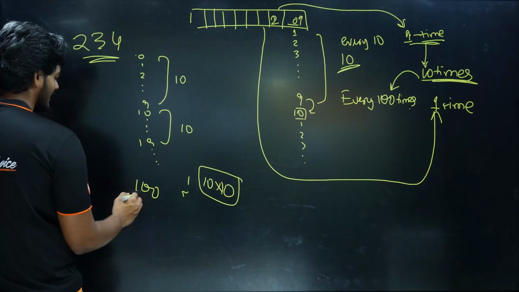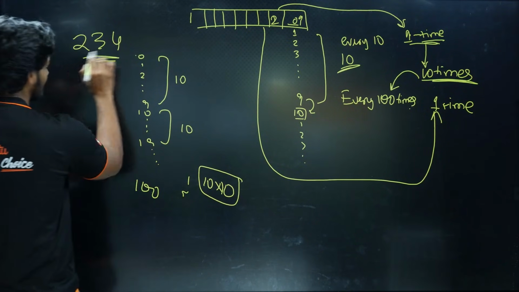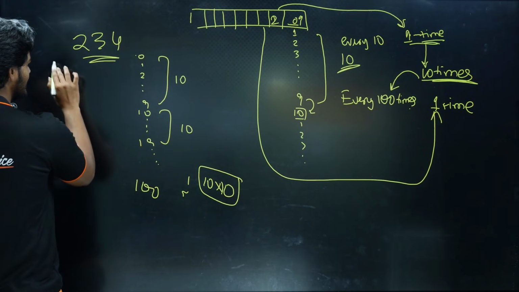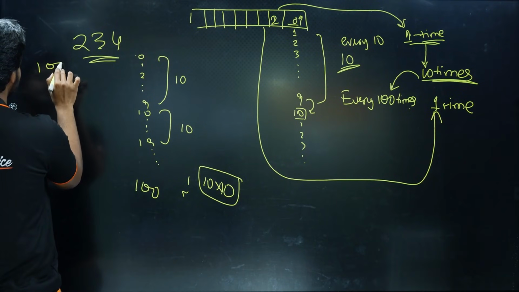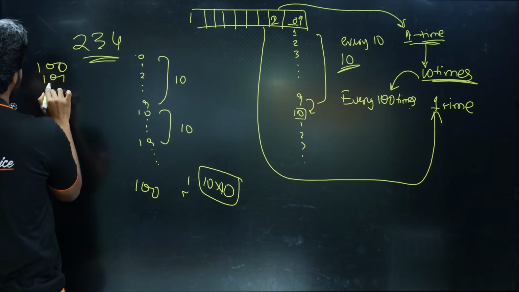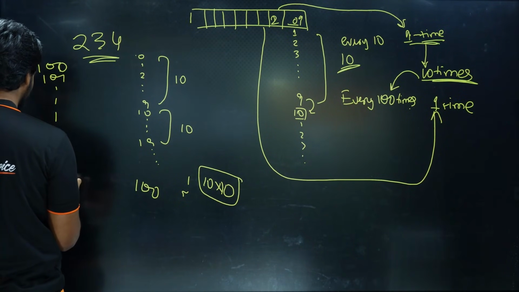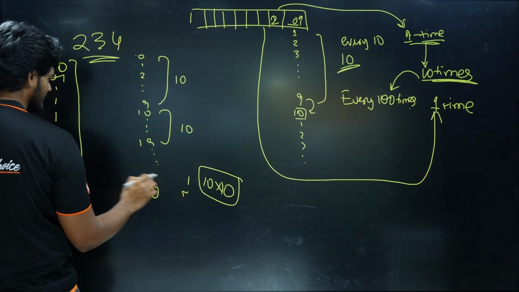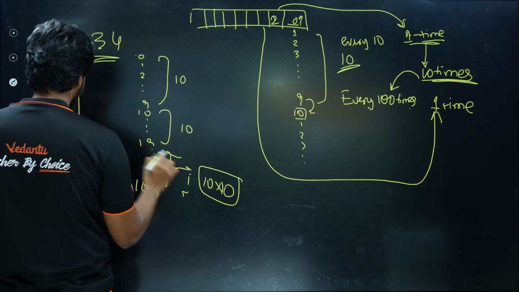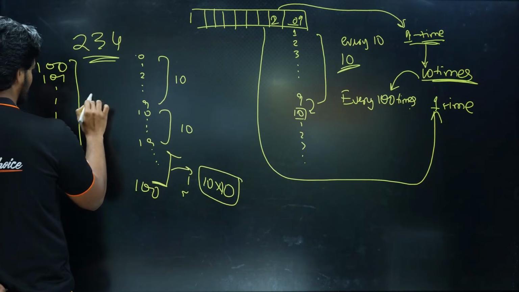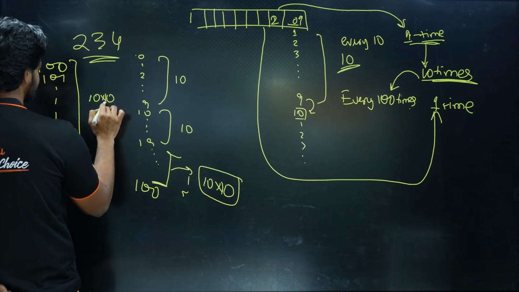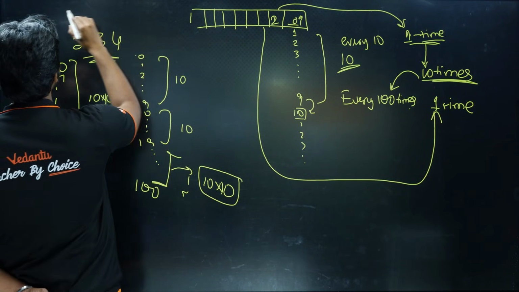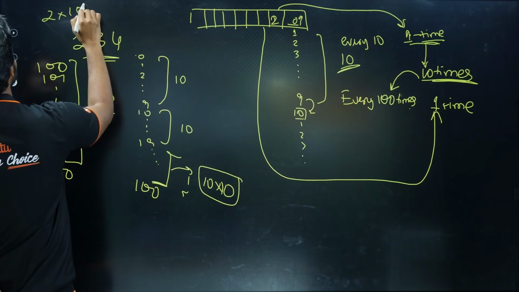And after that, we go that twice. So there is another set of 100, 101 till 200. Before the 200 hits, we would have reached another 10 into 10. So how many 10 into 10 are there? 2 into 10 into 10 are there.